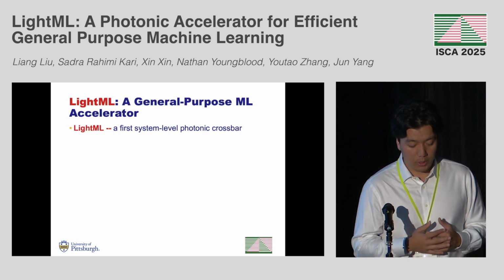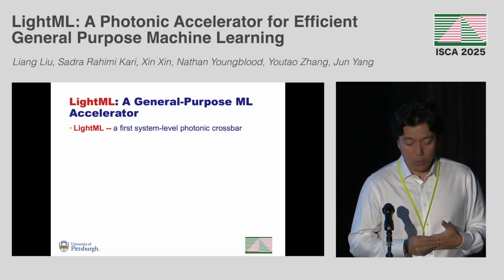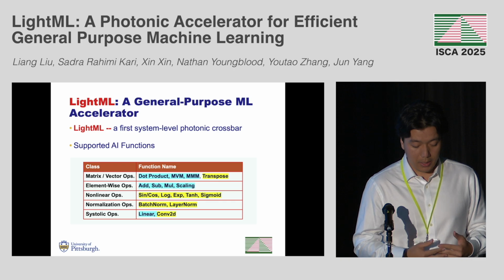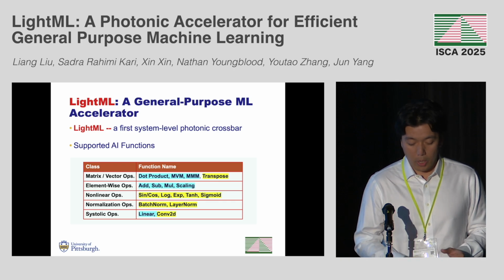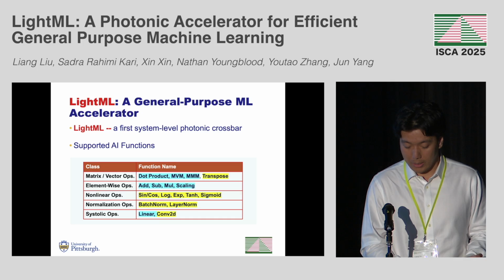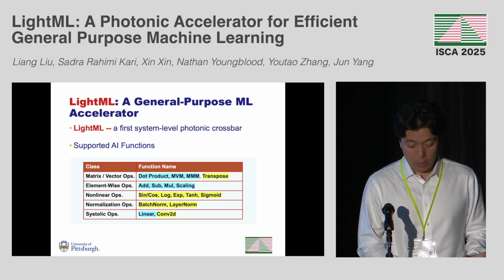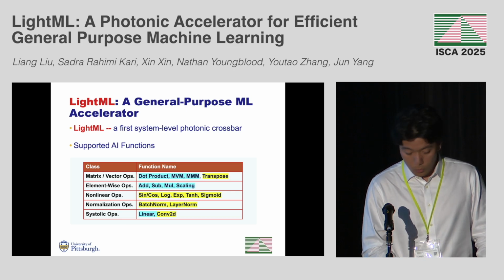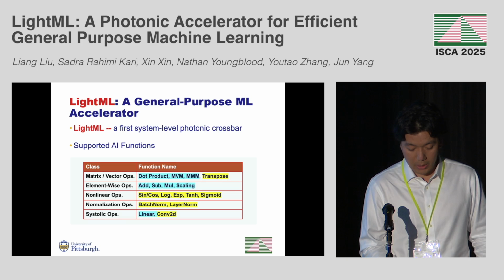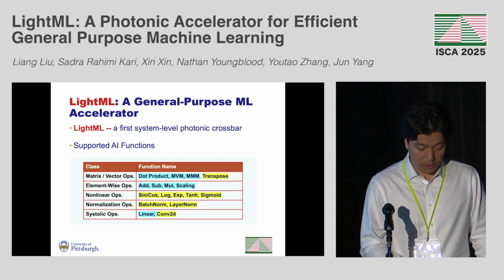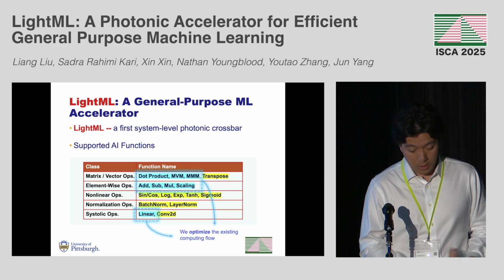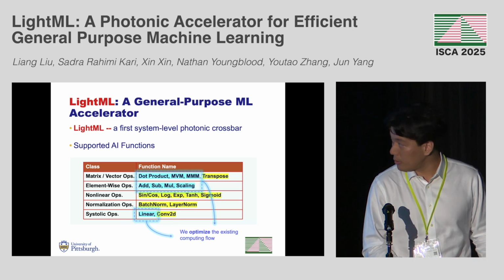Based on this photonic device, we propose LightML, which is a system-level photonic crossbar device. Existing crossbar devices primarily discuss matrix-wise operations, like matrix multiplication and MVMs, which might not be capable of running very complex AI applications. In our work, we propose other implementation methods to support a variety of AI functions. And we highlight the contributions of this work. The functions in blue have been discussed in previous work, but we make a more efficient implementation in this work.